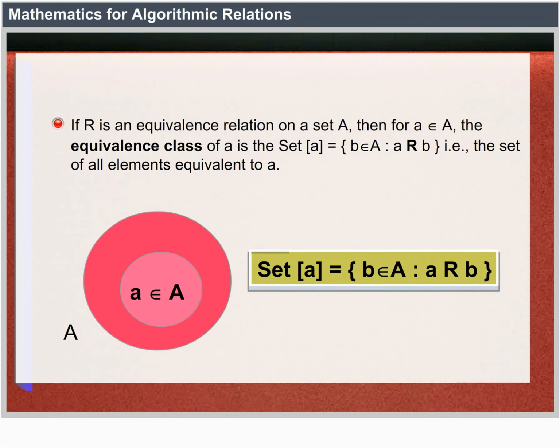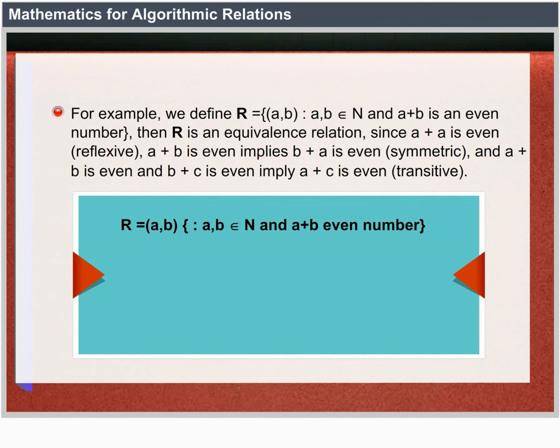For example, we define R equal to {(a, b) such that a, b belong to set N and a plus b is an even number}. Then R is an equivalence relation since a plus a is even (reflexive), a plus b is even implies b plus a is even (symmetric), and a plus b is even and b plus c is even imply a plus c is even (transitive).